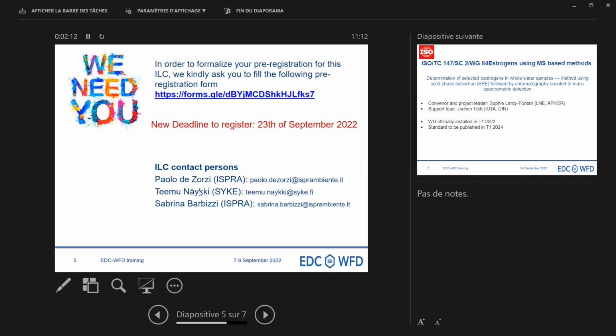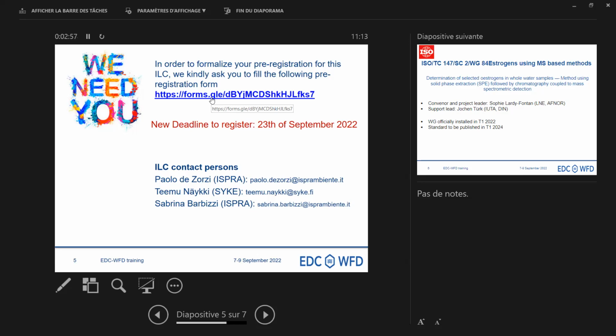So, for this interlaboratory comparison, we really need you. We really expect you to take part in this story and to demonstrate that we are going in the right direction to improve the general capability within Europe to tackle the challenges of estrogens measurements. So we have a new deadline to register, the 20th of September. Here you have the link where you can find all the information to register and all the detailed information about the requirements and information that you should provide in a first attempt.